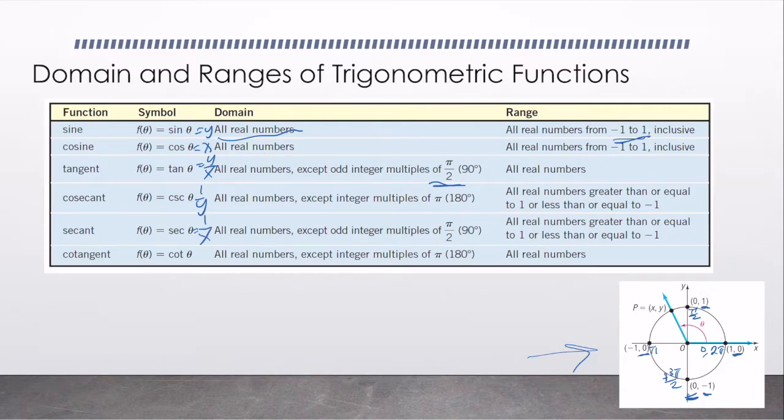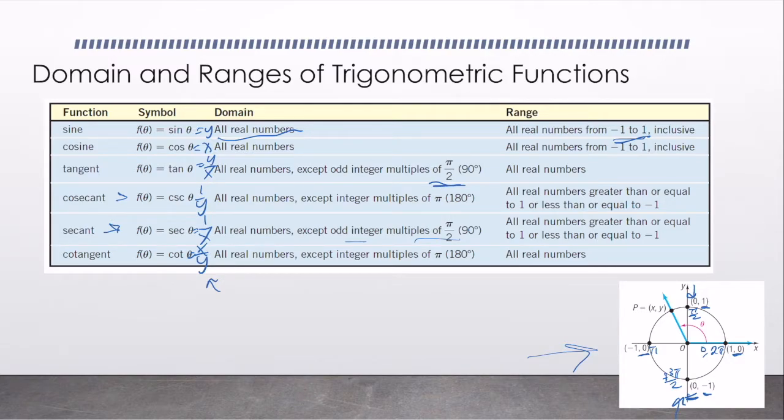For secant, which is defined as 1 over x, its domain is all real numbers except odd integer multiples of pi over 2. Again, we're excluding values where x is 0, so that's at 90 degrees, 270 degrees. And last, cotangent, which is x over y, is all real numbers except integer multiples of pi, so where our y value would be equal to 0. Now remember, we could think of cotangent, tangent, cosecant, and secant as rational functions, right? And when I have a value that is undefined, that's where I get an asymptote.